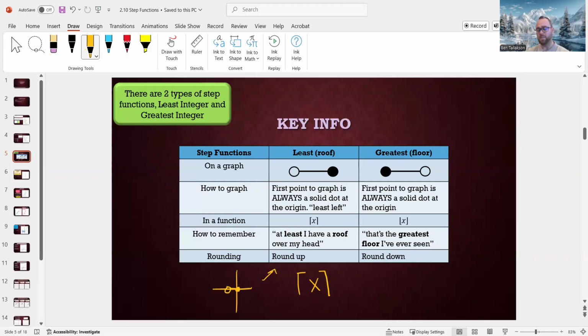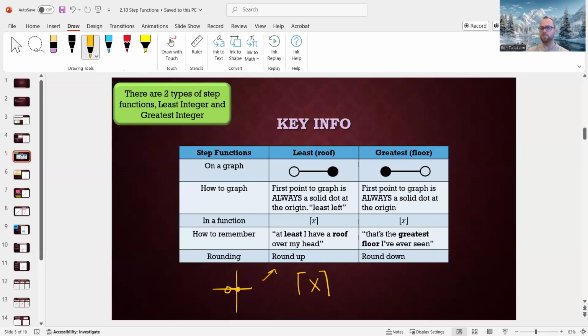A saying I use that might help you is, at least I have a roof over my head. That helps you visualize which one of these to use. And then least left is also very useful, and I demonstrated that a moment ago. Okay, and that is just like the example we saw a moment ago where we're rounding up.